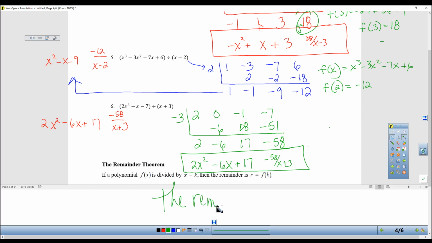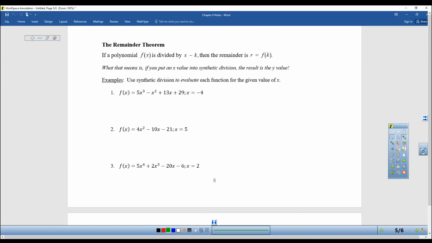And actually, I already wrote this on your notes. It's just that it's on the next page. The remainder is the y value. So it's just pretty cool. All right, let's do the examples that are actually given there for you.